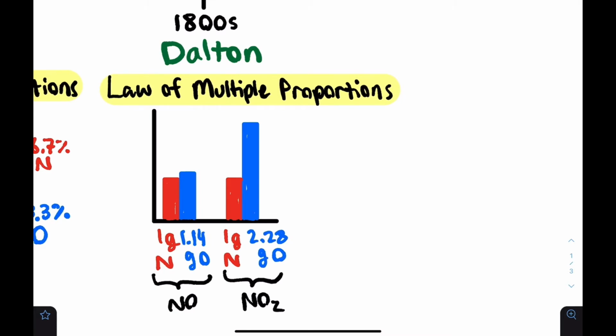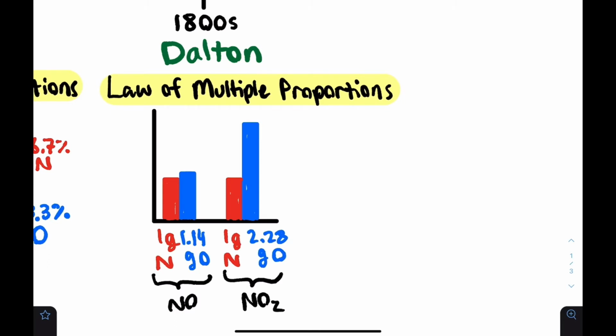And in this one, what we like to do as an example is show two compounds where they have one of one element and then we change the amount of the other element. So for example, NO versus NO2. And if we keep the mass of nitrogen constant in these samples at 1 gram, then if we go from NO to NO2, the mass of oxygen in the compound doubles.